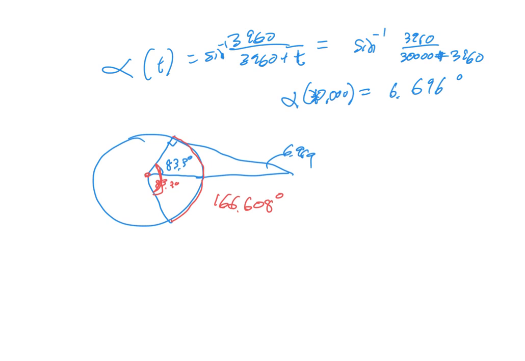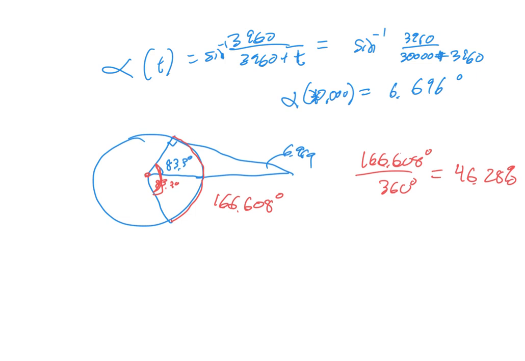And this is the coverage, how much of the circumference. So what percentage of the circumference? 166.608 divided by 360 degrees. All right, because we're working in degrees here. So that gives me a grand total of 46.28% of the circumference is covered. And if we're thinking, okay, well, then how many satellites would that take?